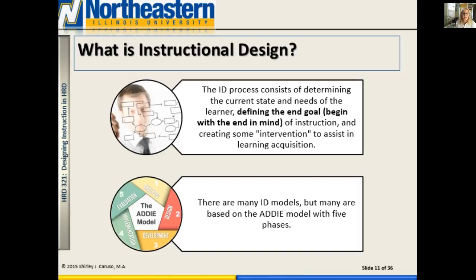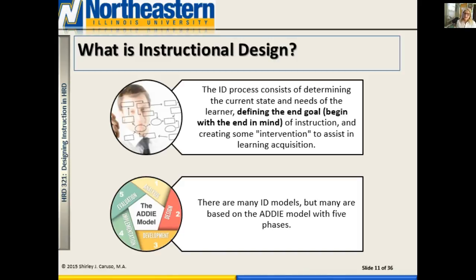The ID process consists of determining the current state and needs of the learner, defining the end goal of instruction, and creating some intervention to assist in learning acquisition. In other words, it assists in changing behavior.